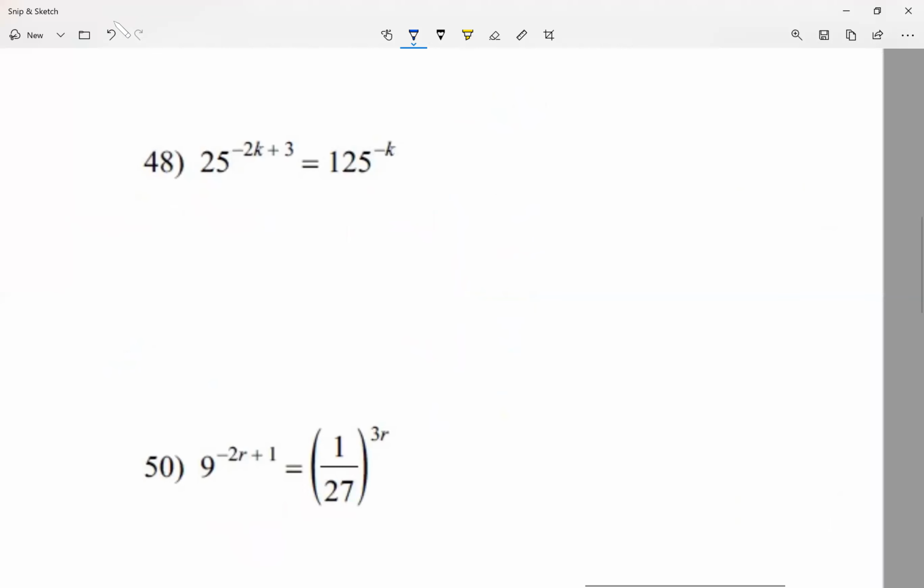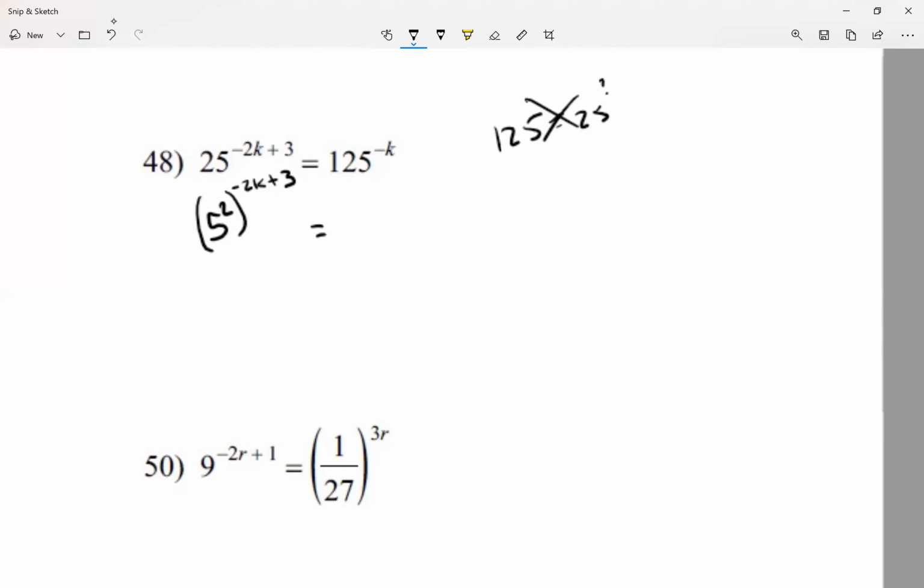Now here, number 48, to begin with, I wish that I could write 125 as 25 to the something, because I want the bases to match. Unfortunately, I cannot. 25 to the 1 is 25, but 25 to the second power, 25 squared, is 625, which is way over what I want. So in this case, I cannot. What I'm going to do is switch both of my bases. I'm going to write 25 as 5 squared, and I put it inside parentheses for right now. And then I still have outside a negative 2k plus 3. Notice I didn't do anything to the exponent. I just changed the base. 25, I wrote it as 5 to the second.